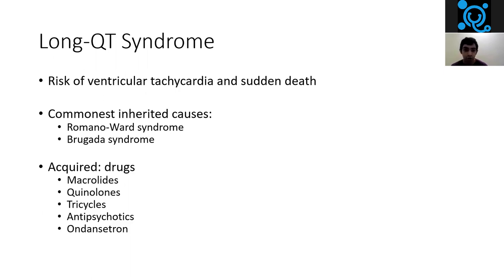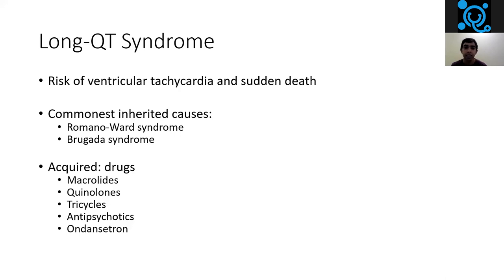So when you're working on the wards, you will often find patients who have long QT syndrome in their past medical history, and in which case it's worth knowing which drugs cause it. The list is really long, so it's worth trying to compartmentalize drugs by categories and mechanisms of action. The macrolide antibiotics, so clarithromycin, erythromycin, azithromycin, tend to do it. Quinolones, so things like ciprofloxacin. Tricyclic antidepressants and antipsychotics. A lot of the drugs used in psychiatry do cause long QT, and you'll often see psychiatrists want an ECG to begin with to establish what their baseline QT interval is like. And then ondansetron is the most common out of the antiemetics.